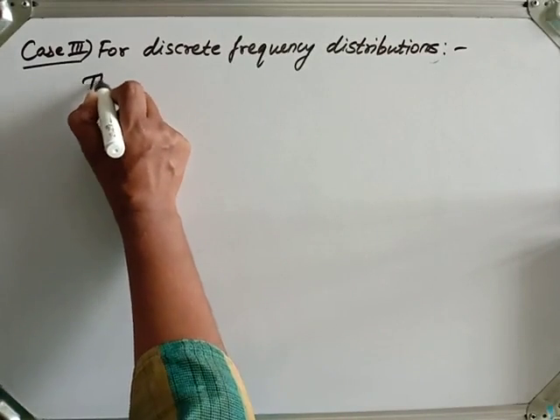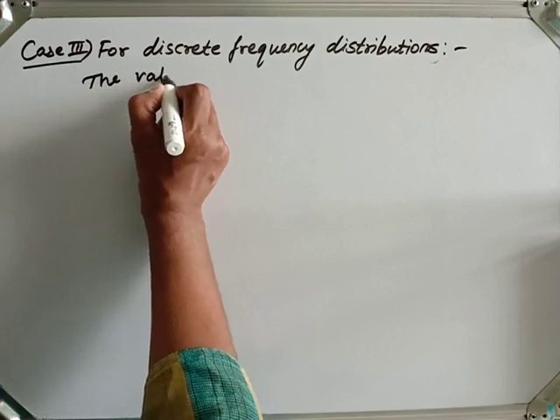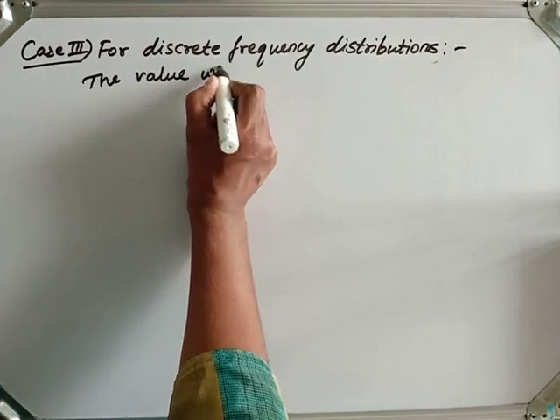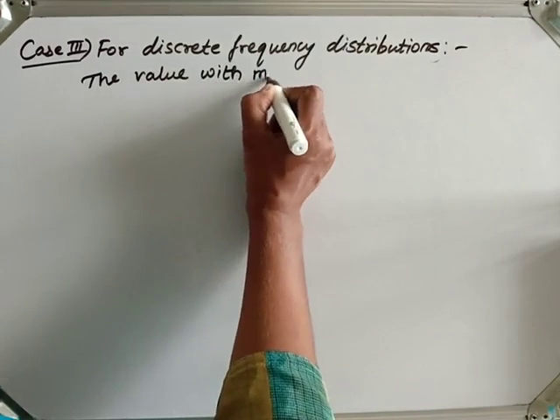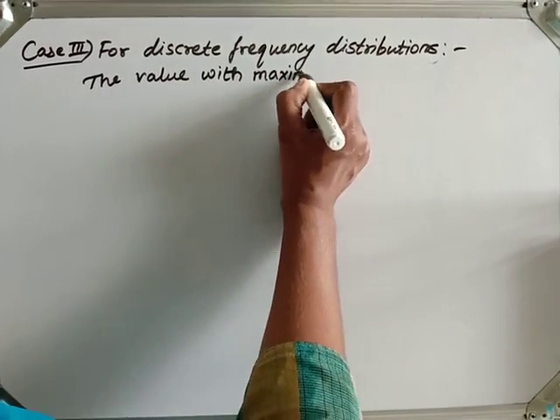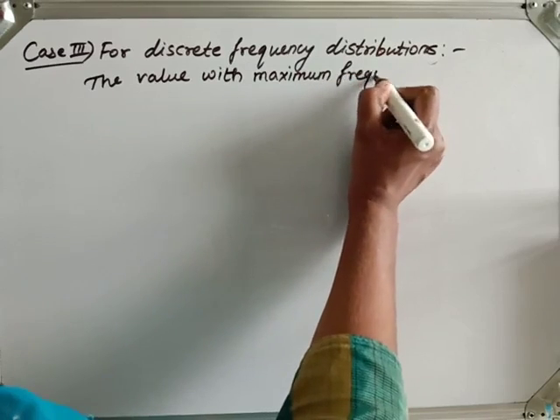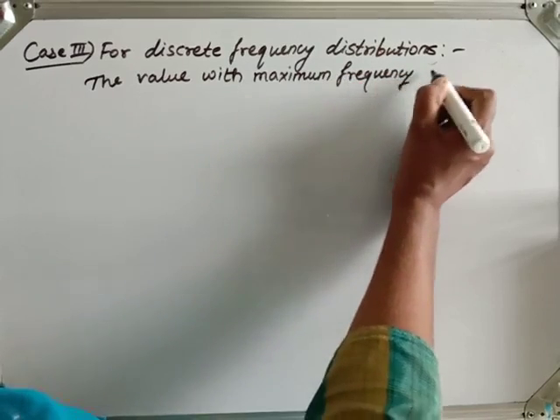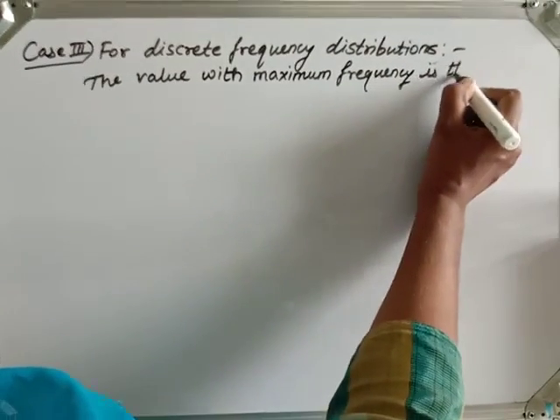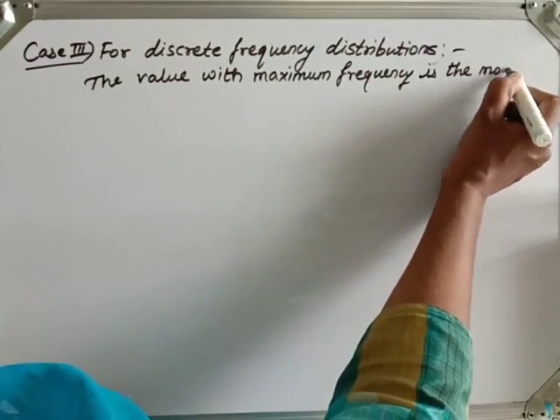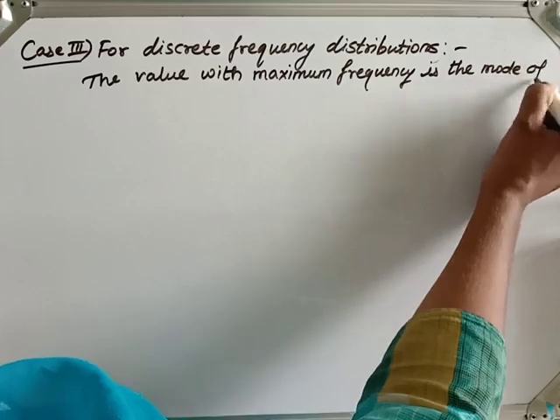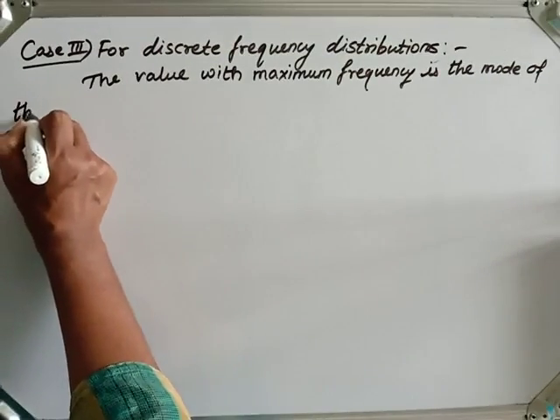So here the value with maximum frequency is the mode. Value with maximum frequency is the mode of the distribution.